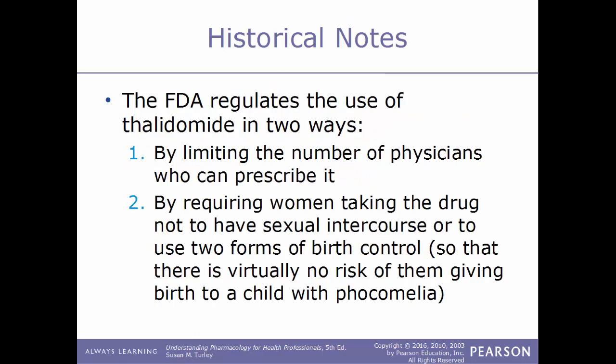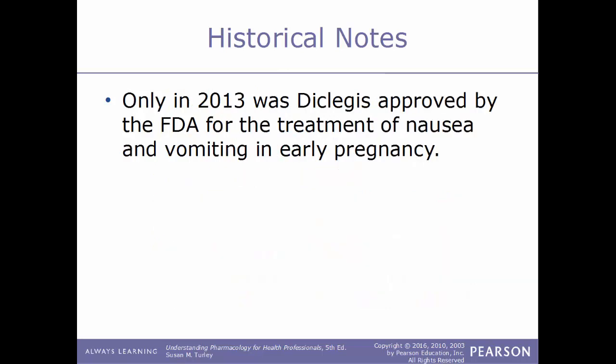It limits the number of physicians who can prescribe it, and it requires women who are taking the drug not to have sexual intercourse or to use 2 or more forms of birth control. So there's an even lesser risk of passing on these side effects onto the developing fetus. And in 2013, the drug Diclegis was approved by the FDA for the treatment of nausea and vomiting in early pregnancy. So basically an anti-morning sickness drug.